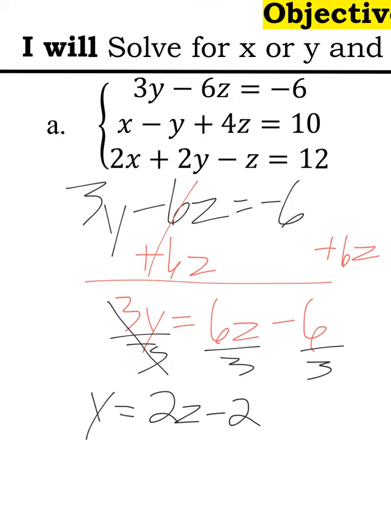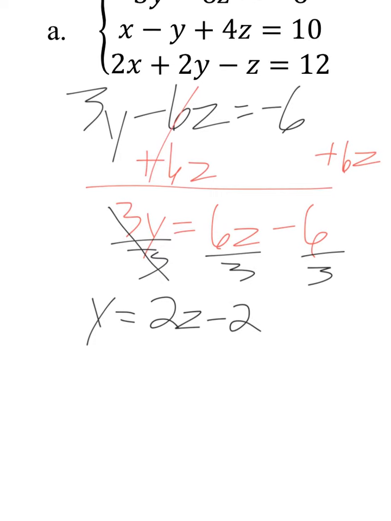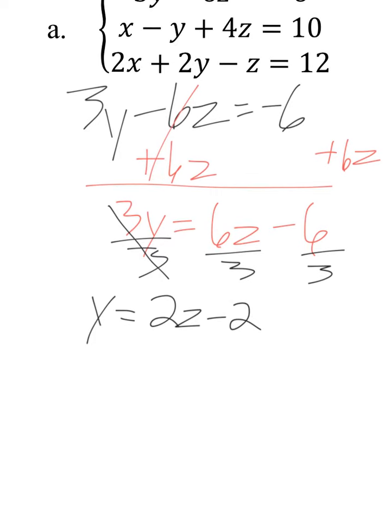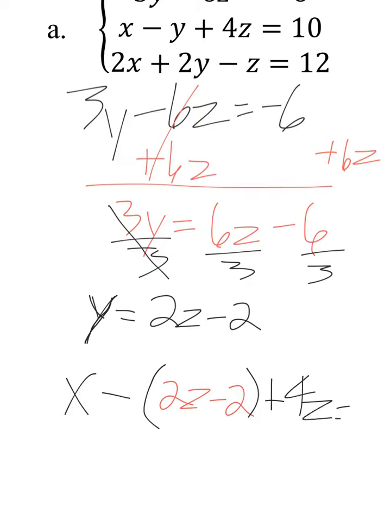So I got 2 equations. The other 2 equations have the letter y in it. So I am going to replace the letter y with 2z minus 2. And so let me fix this y. I just made it worse, but oh well. So I have x minus, and then I'm going to plug in the 2z minus 2, because it said x minus y, plus 4z equals 10.